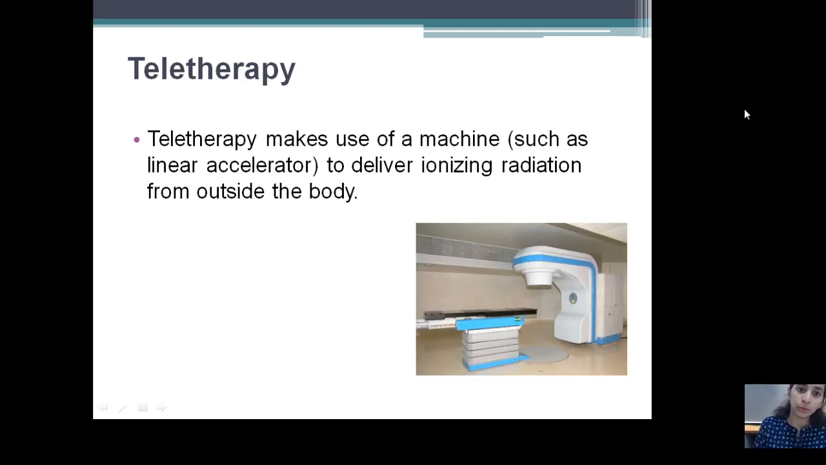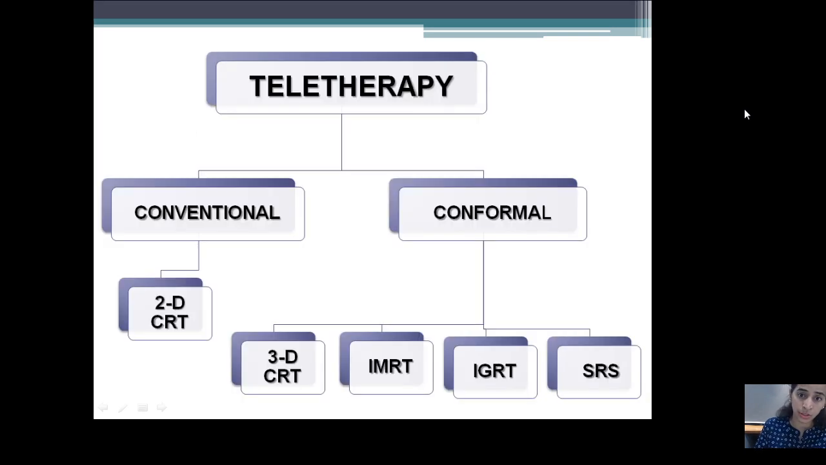So teletherapy makes use of a machine to deliver the ionizing radiation. As the name suggests, we are using the radiation from outside the source, from a distance. We are delivering ionizing radiation from outside the body. We have two types of teletherapy: conventional teletherapy and conformal radiation therapy.